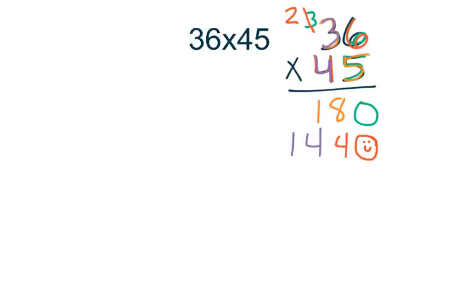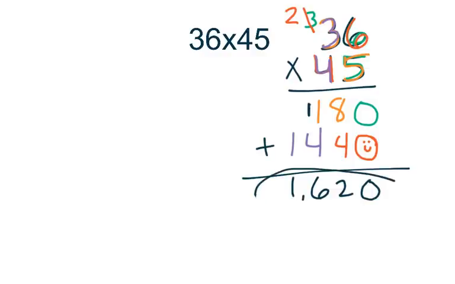My final step is going to be to add these two parts. 0 plus 0 is 0. 8 plus 4 is going to be 12. 1 plus 1 is 2, plus 4 is 6. And I bring down my 1. So 1,620 is my product. I'm going to check this using my area model.